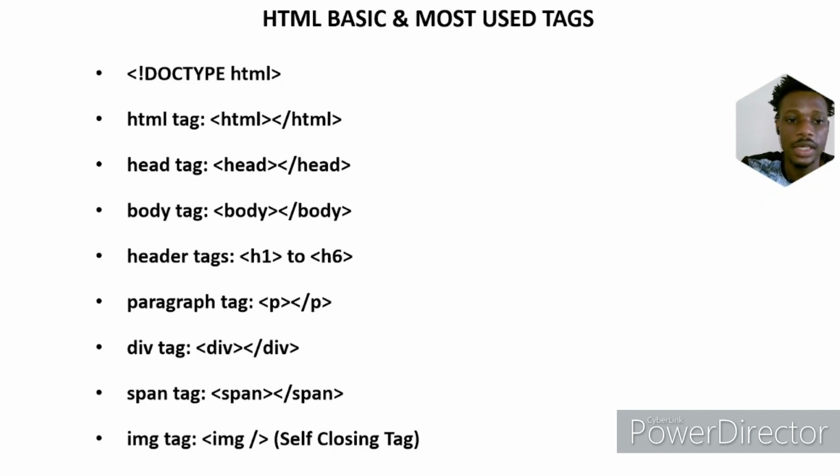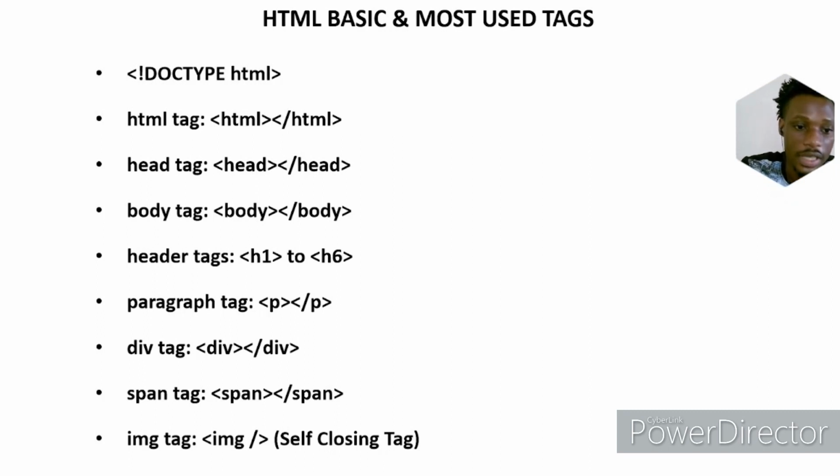The head tag we have here is actually related to the browser, so it's a part where you won't be able to see. But the body tag, which is the second section of the HTML, is the part where you'll be able to see what is being written or what is being structured in your web page.